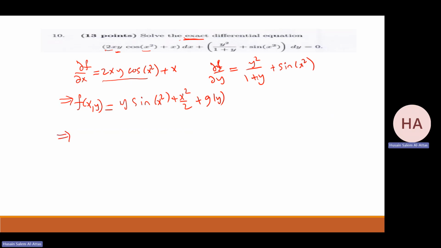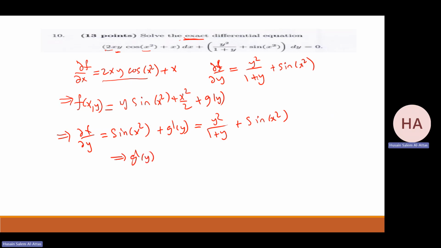So now partial f with partial y would be what? Sine x squared plus g prime of y. That equals y squared over 1 plus y plus sine x squared. So that means g prime of y will be this. How to deal with this integral? You need long division to do that. So you have y squared over 1 plus y, or over y plus 1, easier.